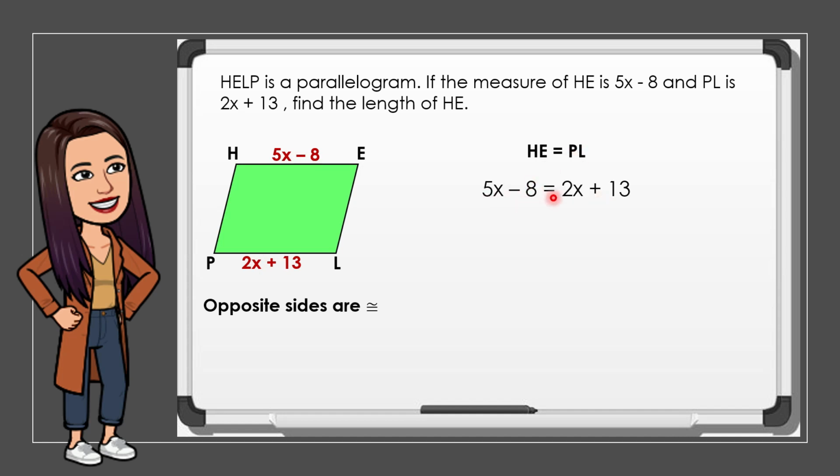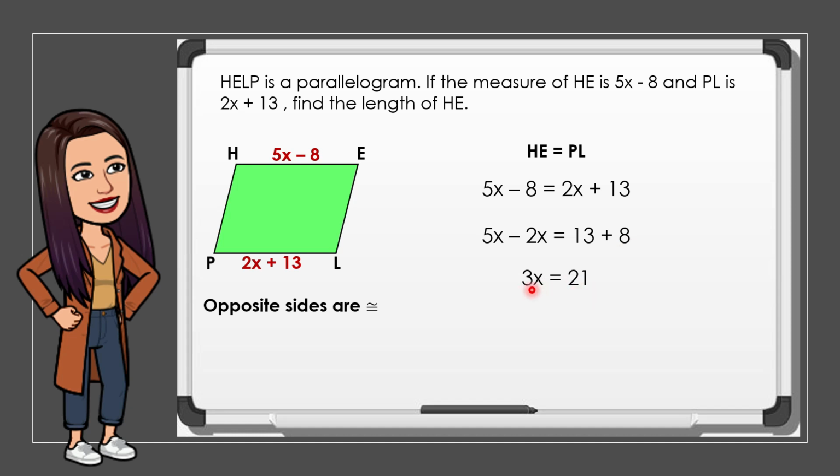5x minus 8 is equal to 2x plus 13. Our goal here is to find first the value of x to be substituted to the first value of HE. For that, we will find the length of HE. So from here, let us combine the like terms. So we will have 5x minus 2x is equal to 13 plus 8. And this one is equal to 3x, which is equal to 21.